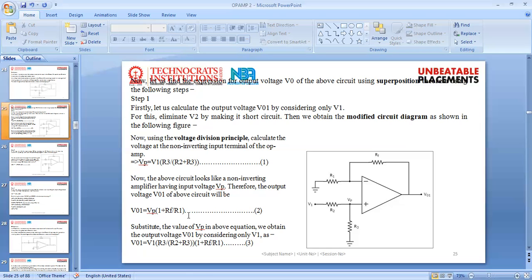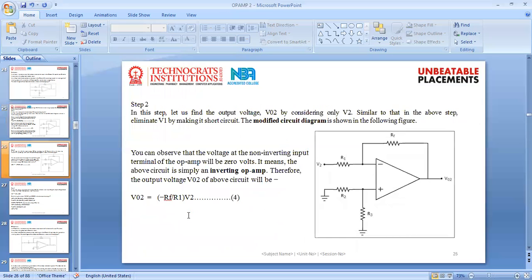Substitute the value of VP in the above equation. We obtain the output voltage V01 by considering V1 as V01 is equal to V1 R3 upon (R2 plus R3) into (R1 plus RF) by R1. This one is equation number 3.